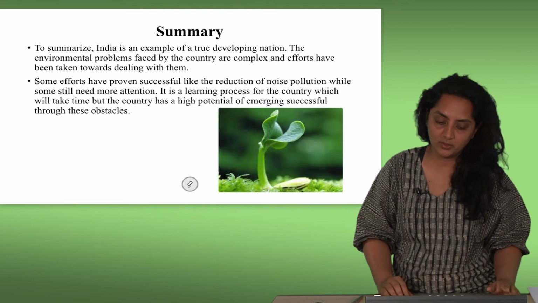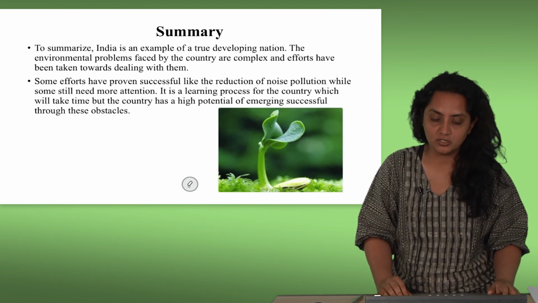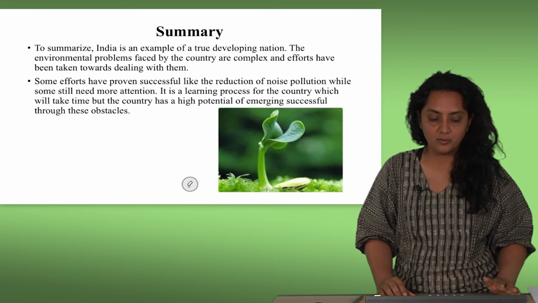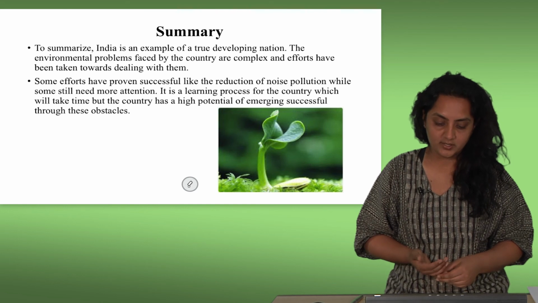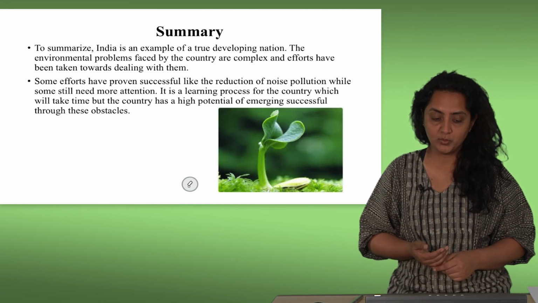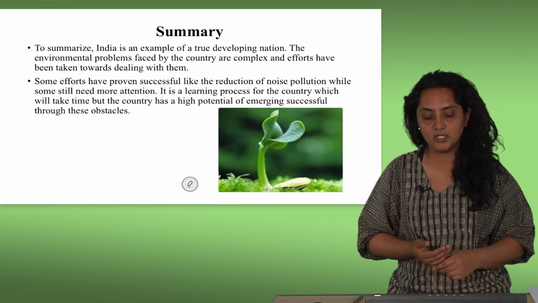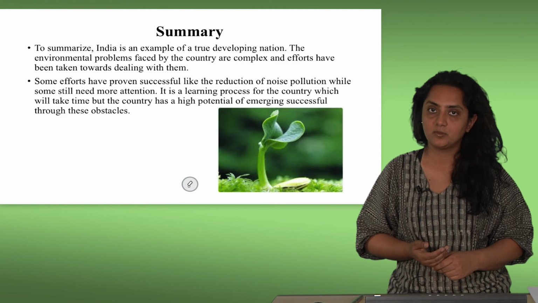So I would like to summarize in the end by saying that India is an example of a true developing nation. The environmental problems faced by the country are complex, and efforts have been taken towards dealing with them. Some efforts have proven successful, like the reduction of noise pollution, while some still need more attention. It is a learning process for the country which will take time, but the country has a high potential for emerging successful through these obstacles.